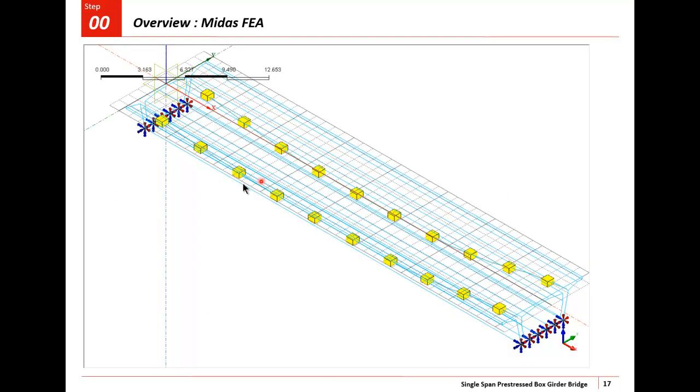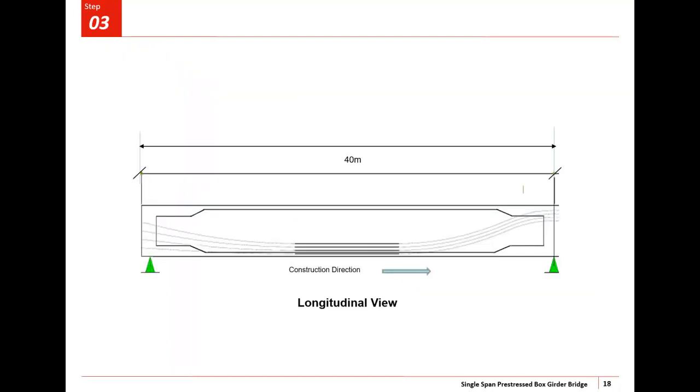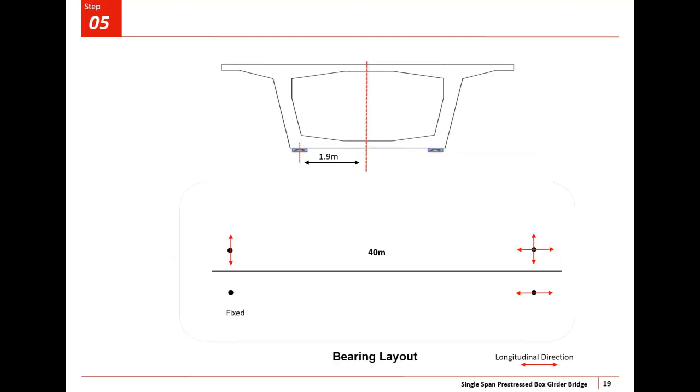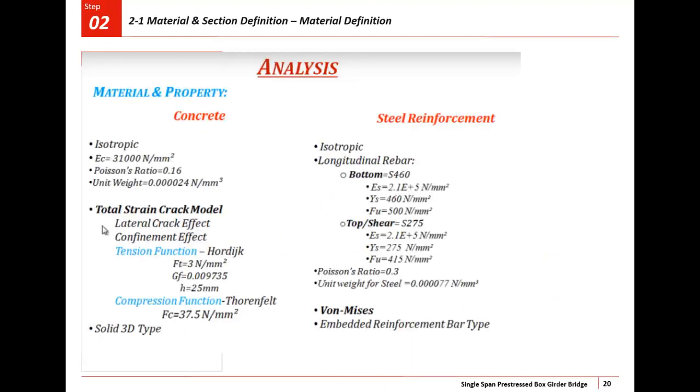So here you can see tendons are also provided over here in MIDAS FEA. This is a longitudinal view of the bridge, and the section property is according to that, and boundary conditions are provided as simply supported boundary conditions over here. This section was defined in MIDAS Civil, so we don't have to define the section again in MIDAS FEA. We can directly import that line model into MIDAS FEA. There it will make the solid of the section. So here you can see this is the bearing or supports layout for making it simply supported.